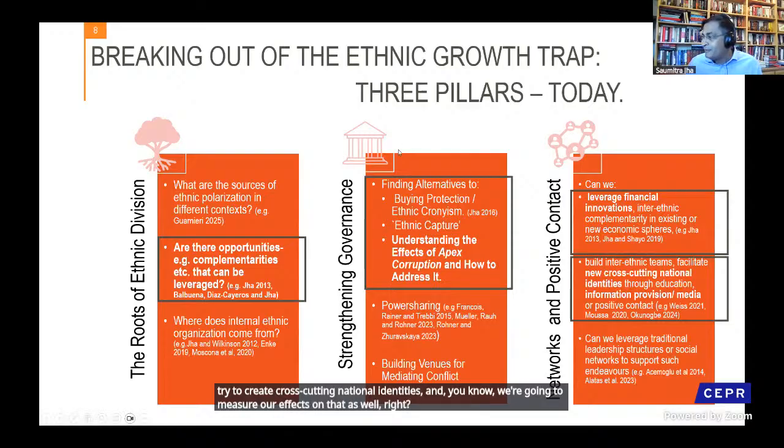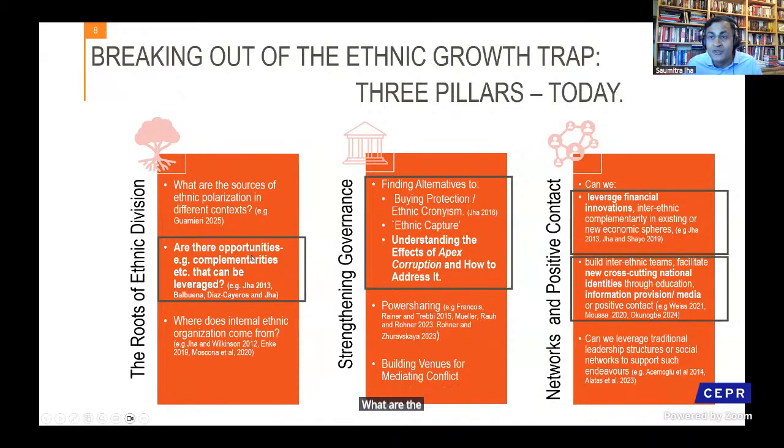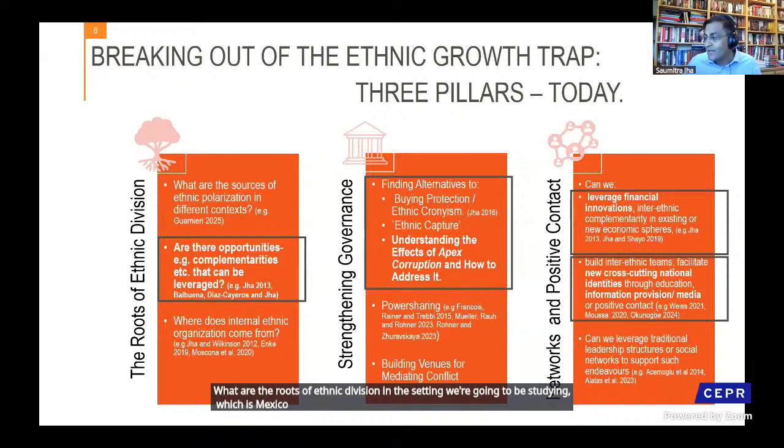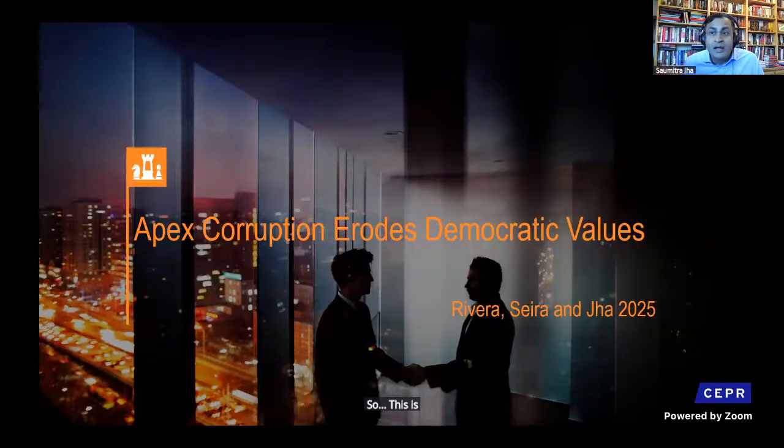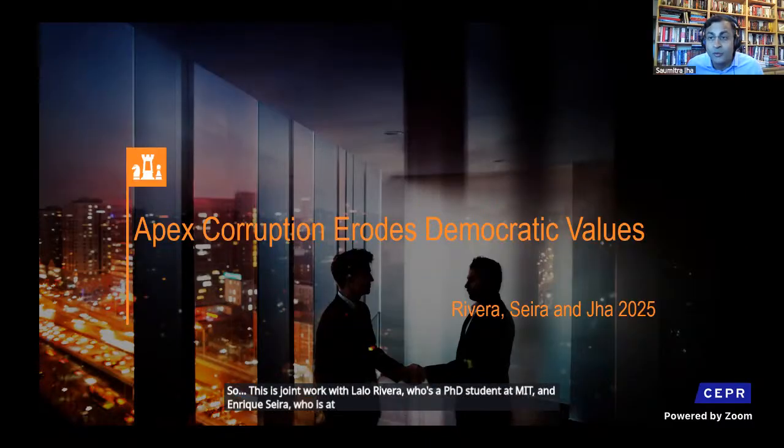So just to recap, we're going to try to address this apex corruption question. We're going to go back in time to understand what are the roots of ethnic division in the setting we're going to be studying, which is Mexico and parts of Latin America. Then we're going to think about two solutions that we tested to address the problem of apex corruption, right? This is joint work with Lalo Rivera, who's a PhD student at MIT, and Enrique Serra, who is at the University of Notre Dame.